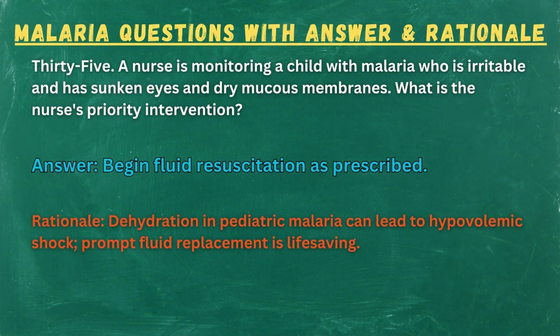35. A nurse is monitoring a child with malaria who is irritable and has sunken eyes and dry mucous membranes. What is the nurse's priority intervention? Answer: Begin fluid resuscitation as prescribed. Rationale: Dehydration in pediatric malaria can lead to hypovolemic shock. Prompt fluid replacement is life-saving.